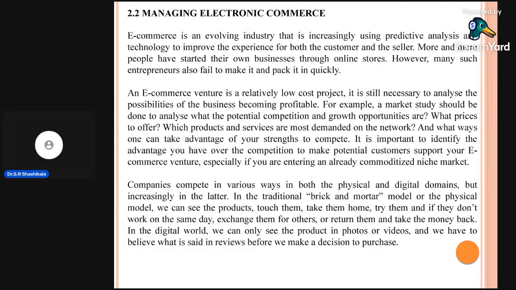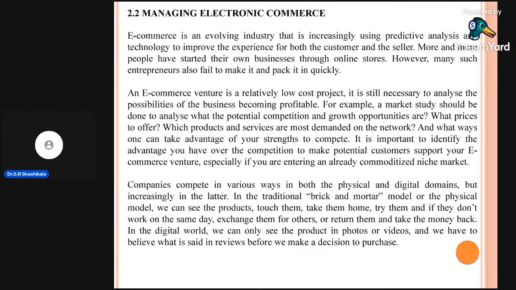So for example, a market study needs to be done to understand the SWOT about managing electronic commerce. That is, before starting an enterprise concerning e-commerce, the individual who is interested in starting up should have a knowledge of the market study. That is, he should know what the competition or potential competition is, what the opportunities for growth are, how the prices have to be set, what kind of products and services are in demand, or what kind of customers are to be catered to. All these things need to be analyzed so that they can compete in a proper manner.